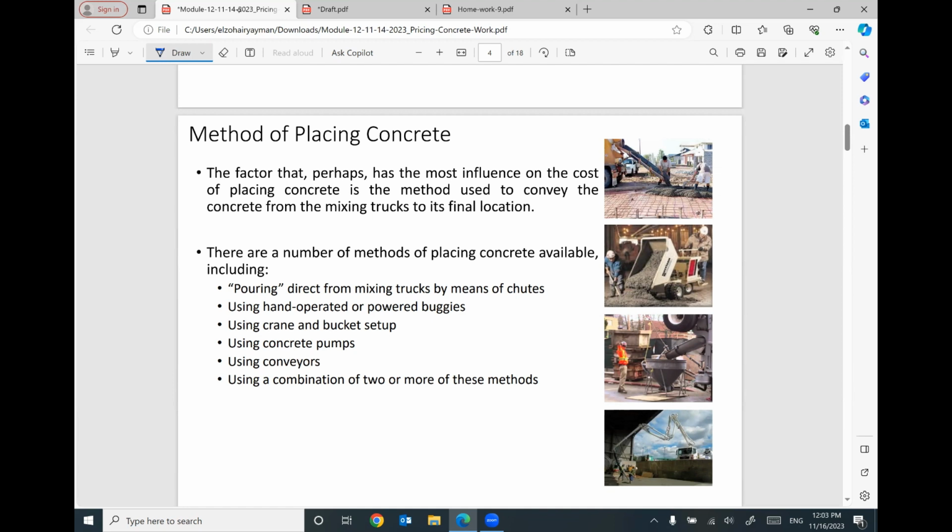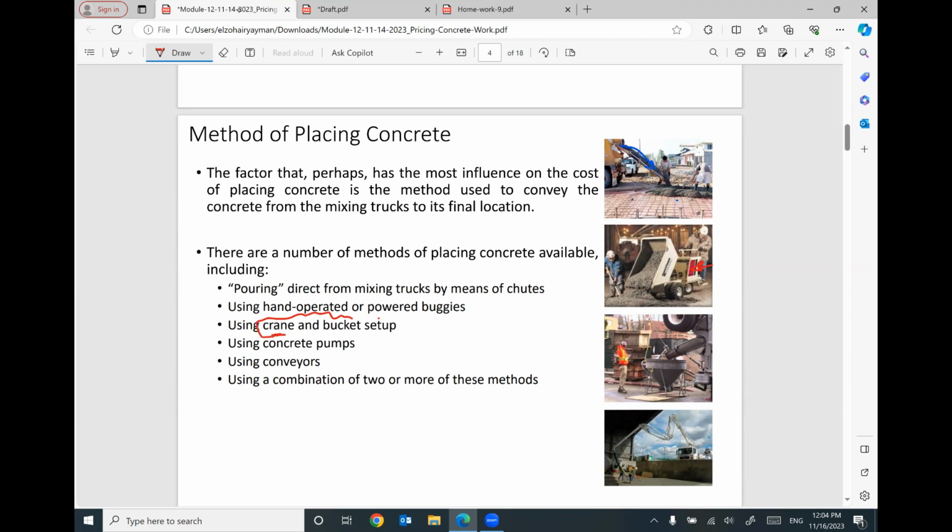Something using direct pouring from the truck. That's it. Here is the truck, the concrete coming out to be poured, and that's it. Sometimes we are using hand or powered operated buggies like this one. Or sometimes we are using a crane.